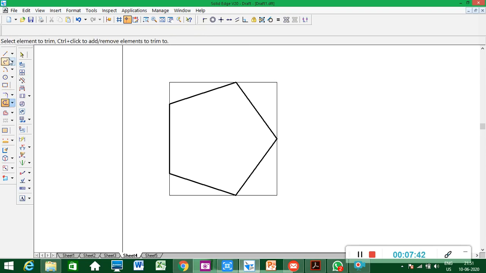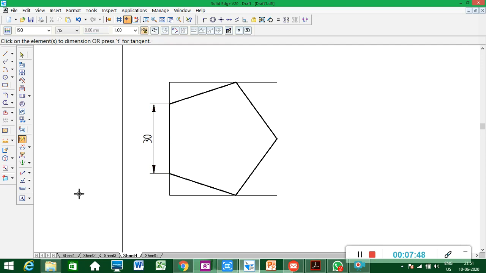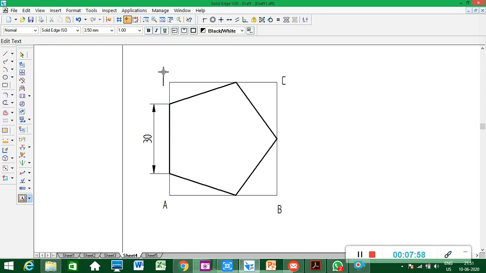This box is created. Now the dimension of this pentagon, how much is it? 30. Now I'll give names for this. Capital A I'll take here. A. This is B. This is C. This is D. And I'll give numbers for this. This corner, second corner, third corner, this is the fourth corner, this is the fifth corner.